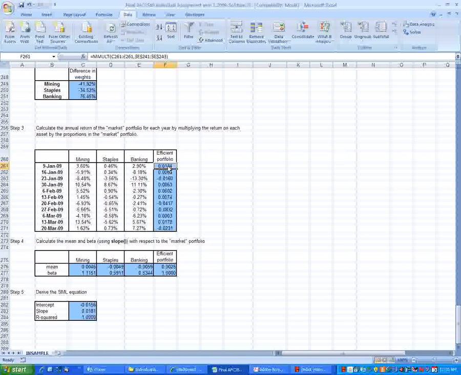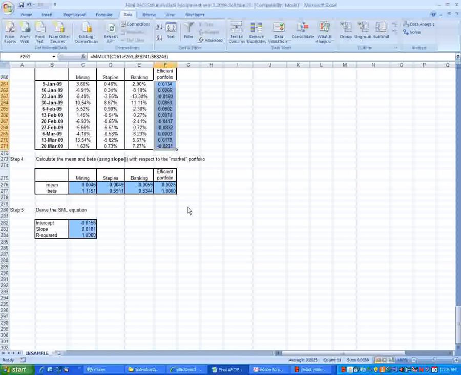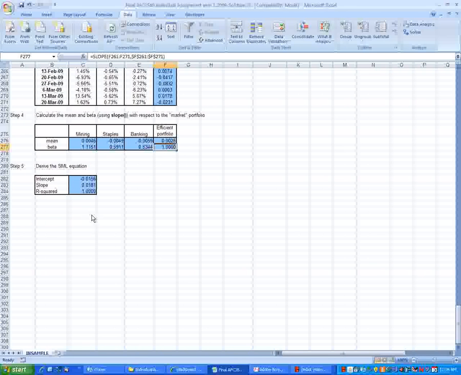Then you calculate the new efficient portfolio returns here, just like you did in week 6, and the mean and the beta for all of those stocks, and you should find that you get an R squared now of 100%.